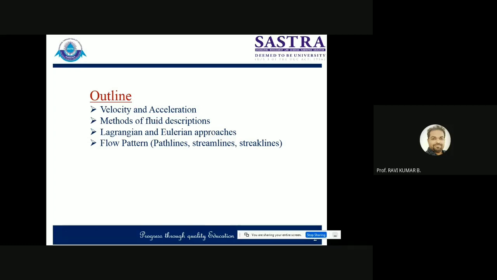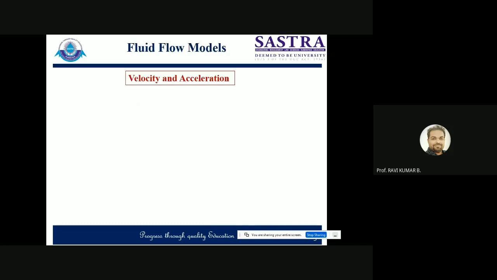Then finally we go for the flow pattern, where we'll be defining the different kinds of lines: path lines, streak lines, streamlines, timelines, iso lines. There are various kinds of lines which will be helpful for visualizing the flow. So let's start the discussion with the velocity.